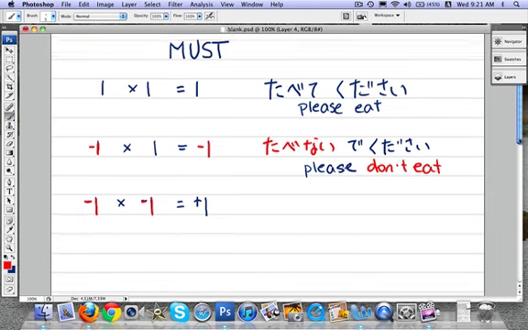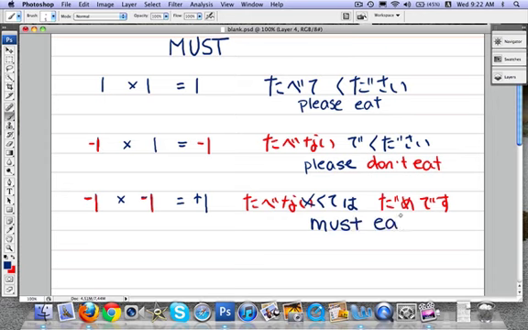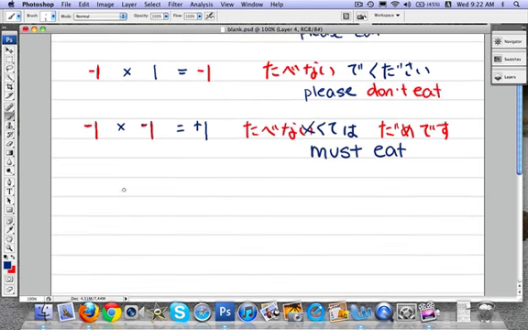And by that same extrapolation, we can take 2 negatives, tabenai and dame, and with a little bit of alteration, we can put 2 negatives together. To not eat is not allowed, therefore you must eat. So must in Japanese is really what we call a double negative.